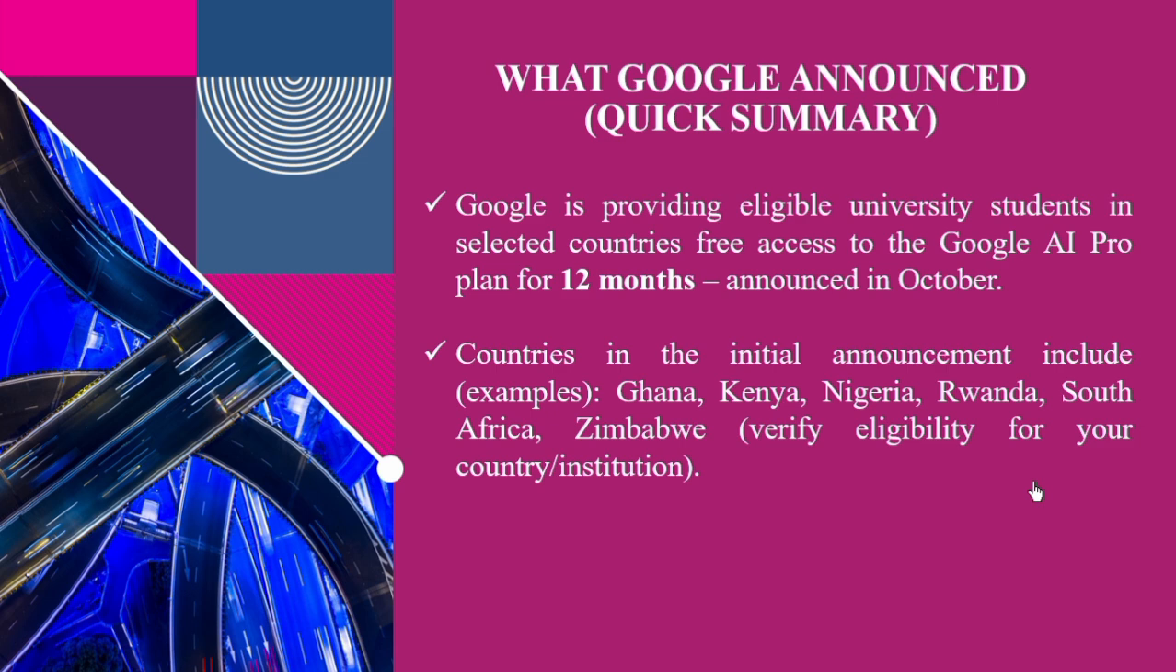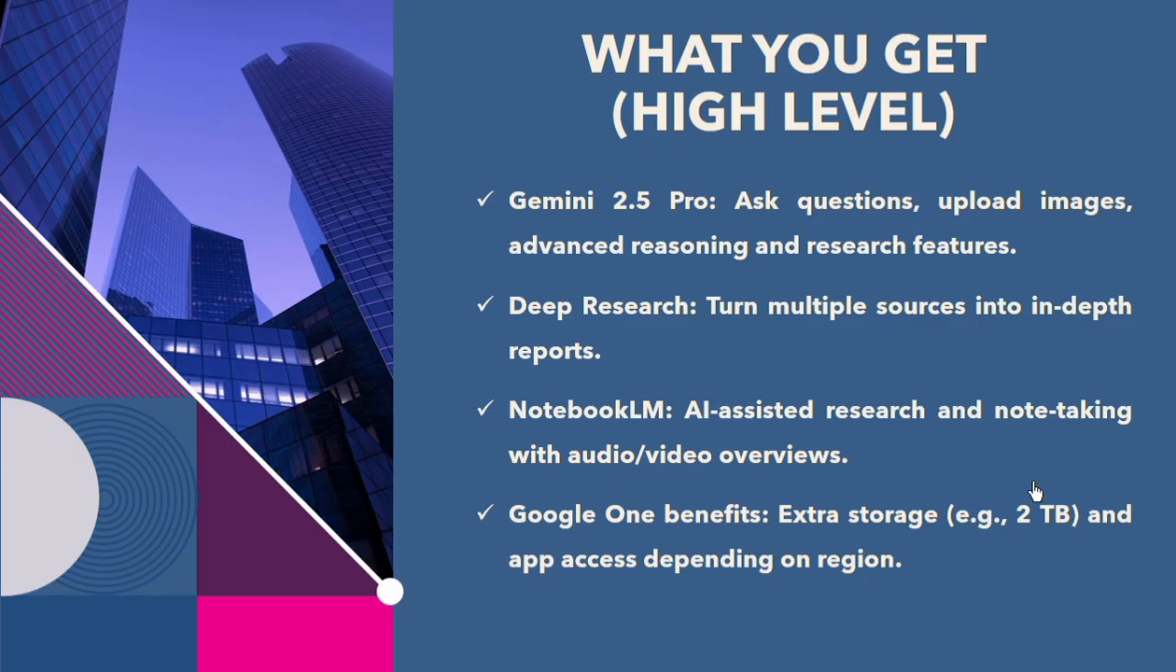You can always verify your eligibility, and if you are not eligible, Google will tell you that you are not eligible. Okay. So now, what do you get when you apply and get this Gemini AI? What are the things that you're going to benefit? Or what are the things that you will get?